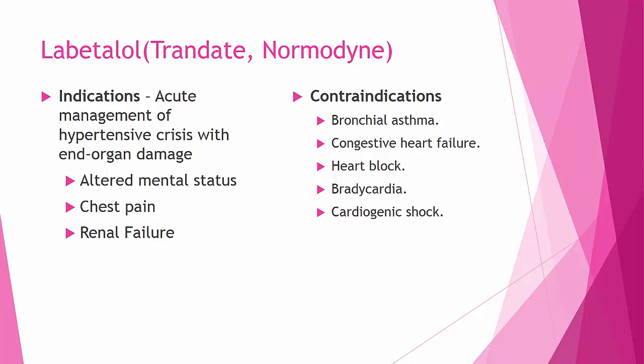So indications: acute management of hypertensive crisis with your end organ damage. Altered mental status, chest pain, renal failure, severe headache, things like that. Your contraindications: bronchial asthma, congestive heart failure, heart block, bradycardia, and cardiogenic shock. All of which makes sense because if the heart's already failing, we don't want to slow it down and make it work even harder. All right.